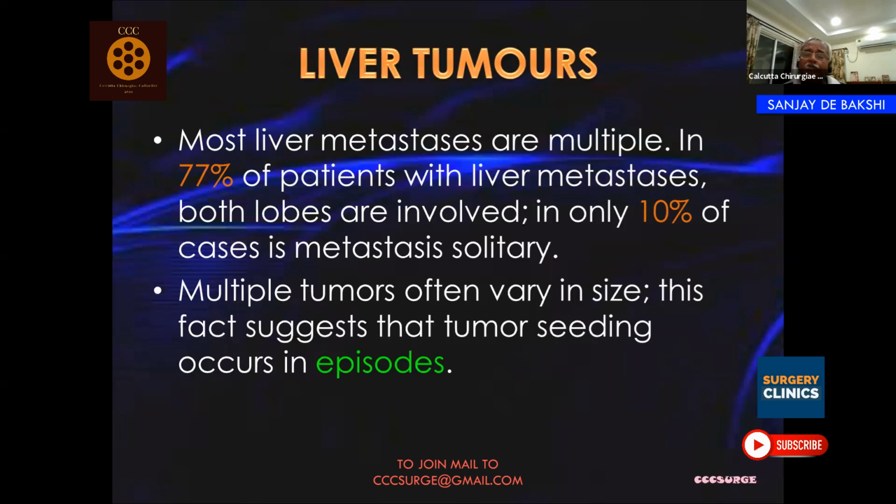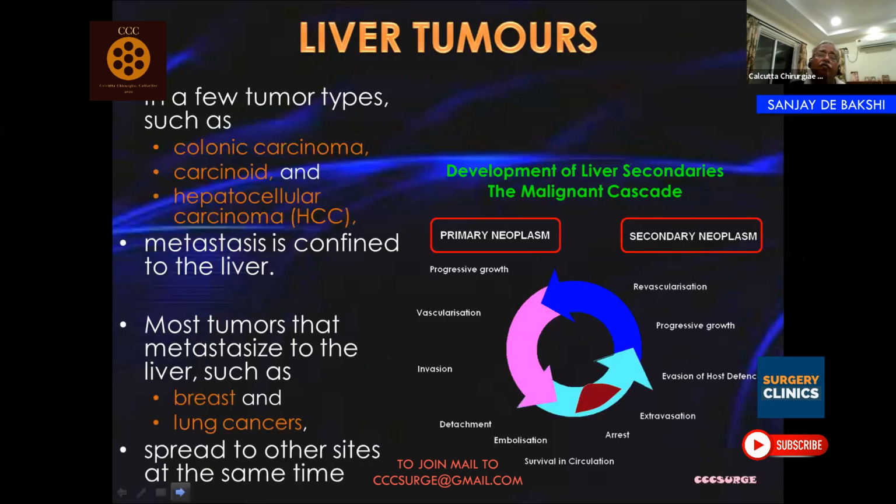Multiple tumors often vary in size. This fact suggests that tumor seeding occurs in episodes. Tumor cells get shed at different phases. So because it occurs in episodes, you have different sizes of metastases. In a few tumor types such as colonic carcinoma, carcinoid, and hepatocellular carcinoma, metastasis is confined to the liver. But most tumors that metastasize to the liver, such as breast and lung cancers, would have spread to other sites at the same time.